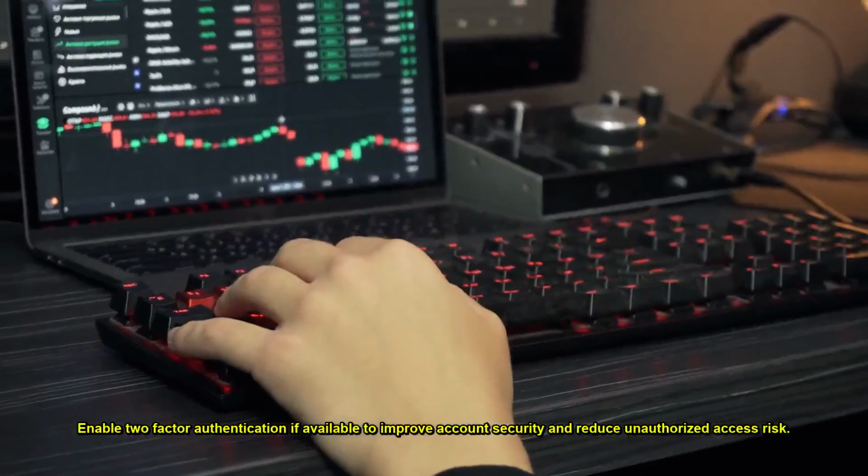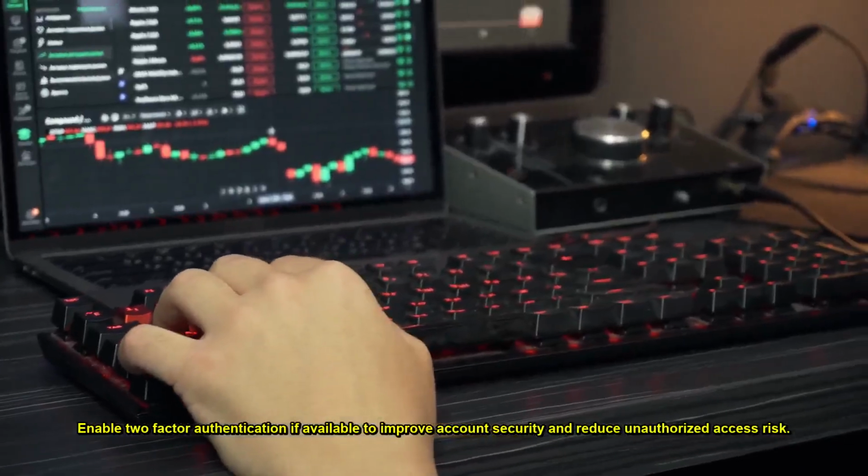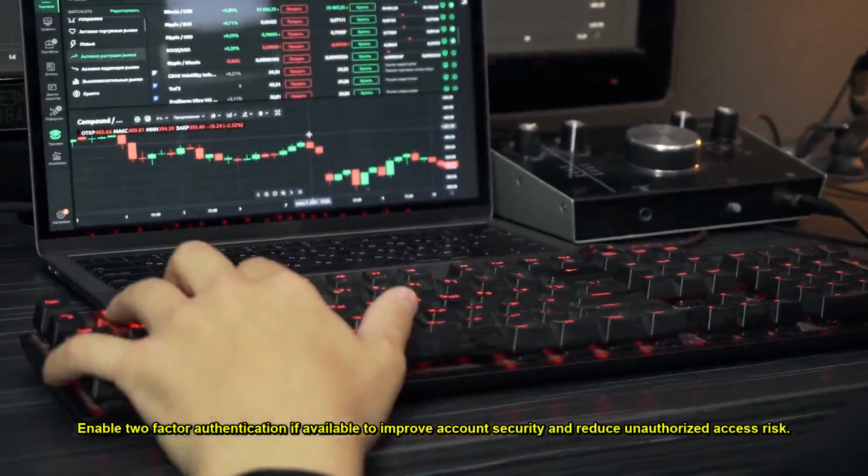Enable two-factor authentication if available to improve account security and reduce unauthorized access risk.